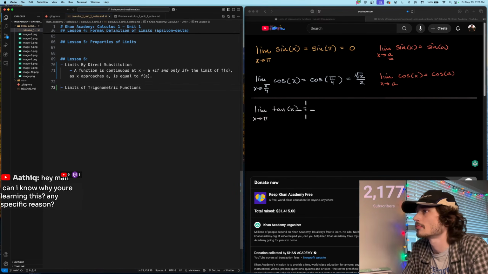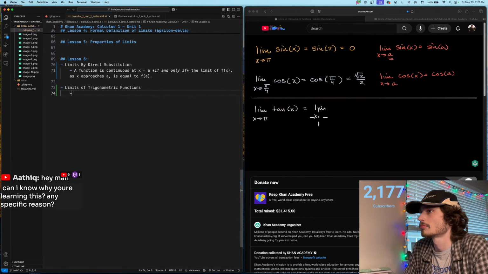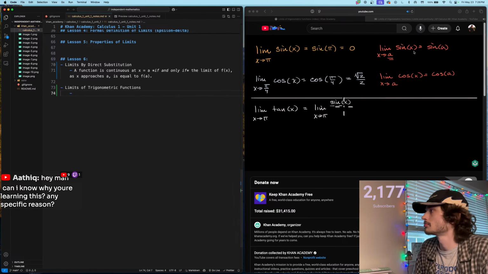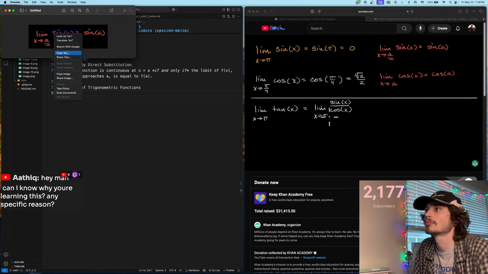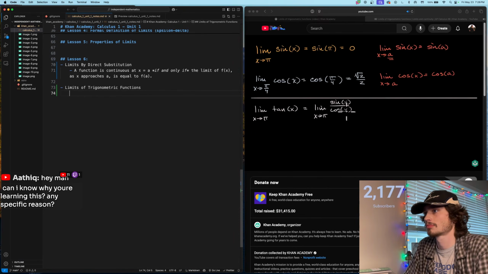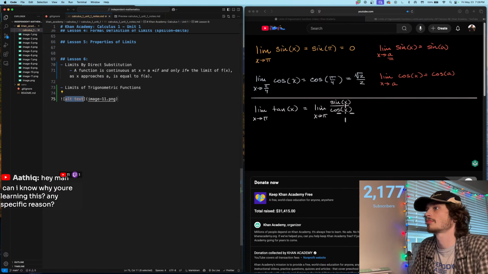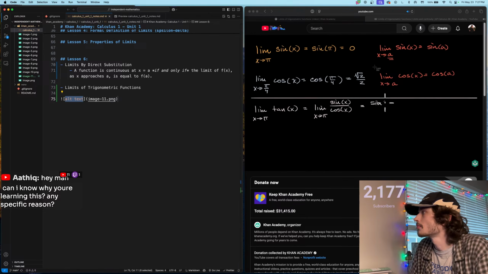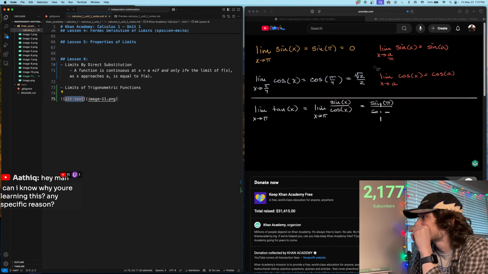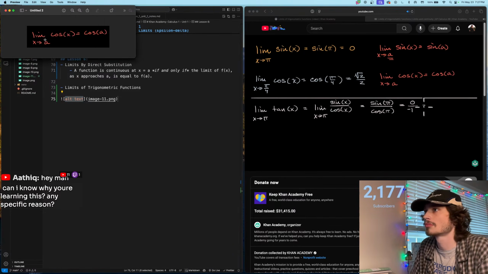Well, this is the same thing as the limit as x approaches pi. Tangent of x is sine of x over cosine of x. And so both of these are defined for pi. And so we could just substitute pi in, and we just want to ensure that we don't get a 0 in the denominator, because that would make it undefined. So we get sine of pi over cosine of pi, which is equal to 0 over -1, which is completely fine. If it was -1 over 0, we'd be in trouble. But this is just going to be equal to 0.